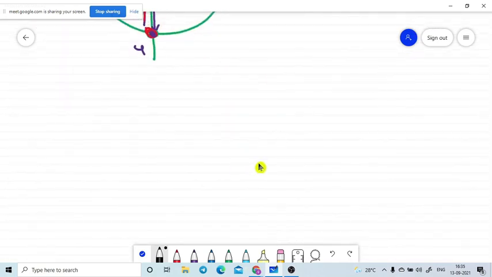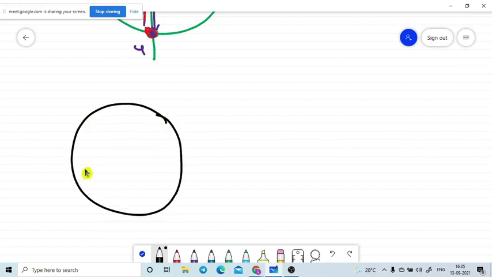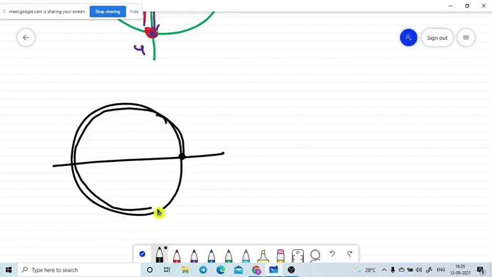If the particle is completing one complete revolution, that means the particle can execute one complete oscillation. Let me explain here. Now this is the reference circle. The particle is started here. If the particle completes one complete revolution, that means the particle has completed one oscillation.